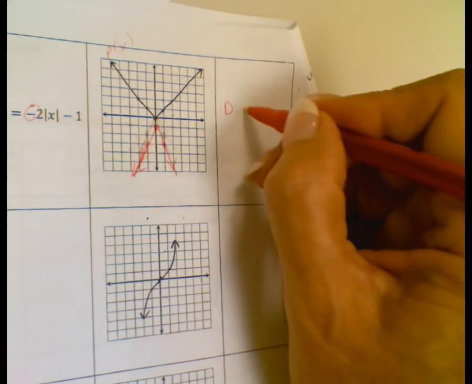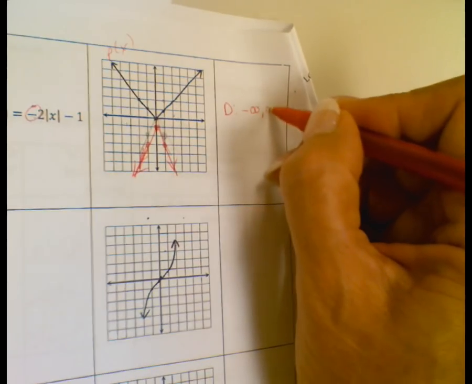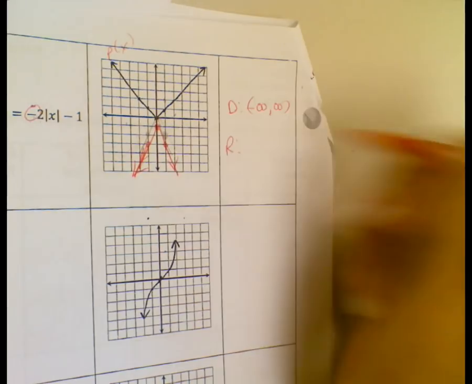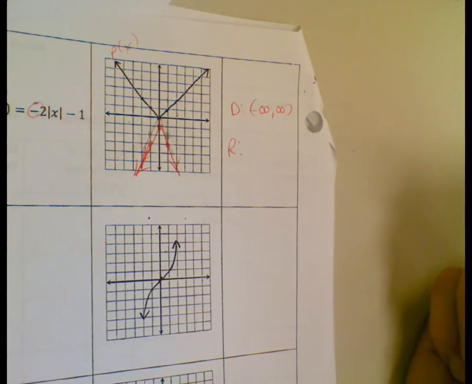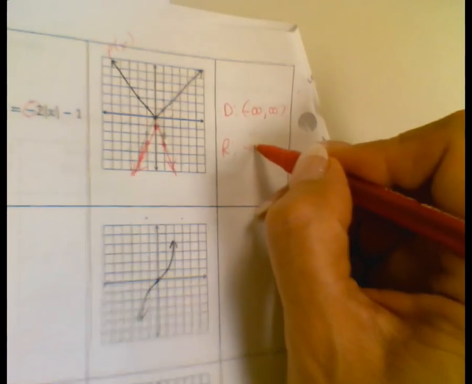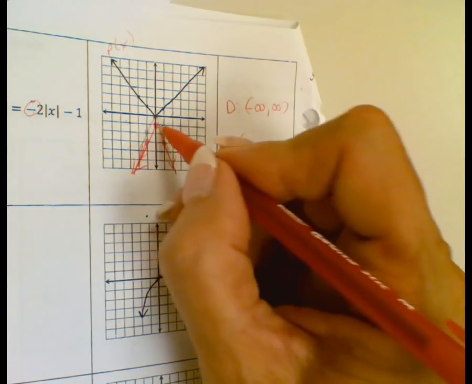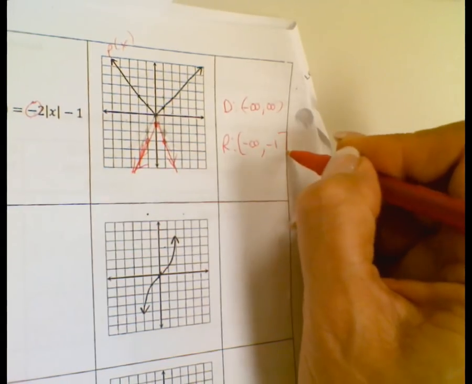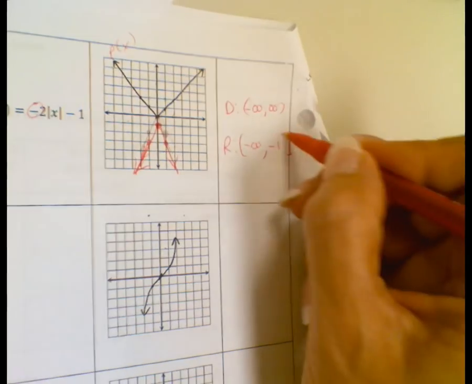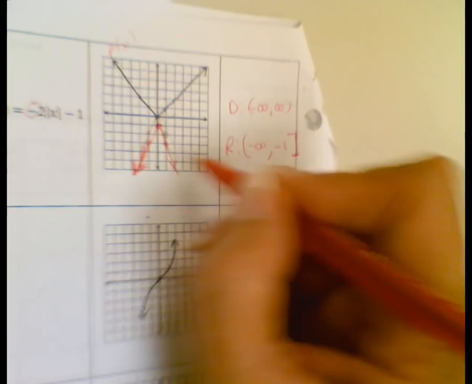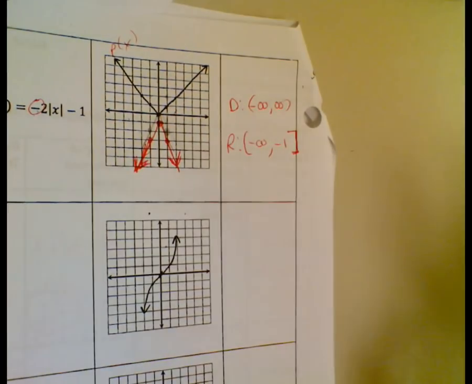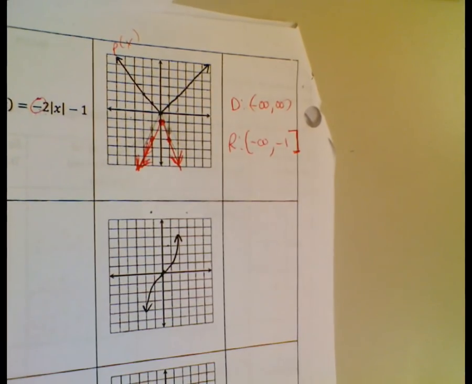Domain goes left forever and right forever. We'll talk about that more in class. Range, how low does it go? It looks like it's going down low forever. How high does it go? It looks like it goes up to -1. Now, when you get to a point, you use brackets. Whenever you have arrows, you always use parentheses because it's open to some great number that we can't even think of.